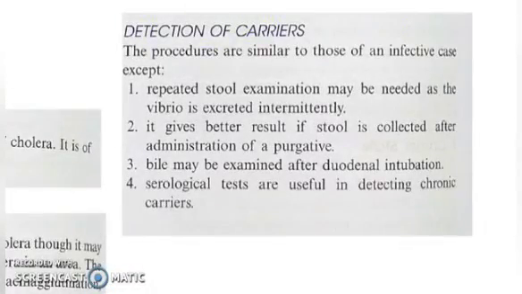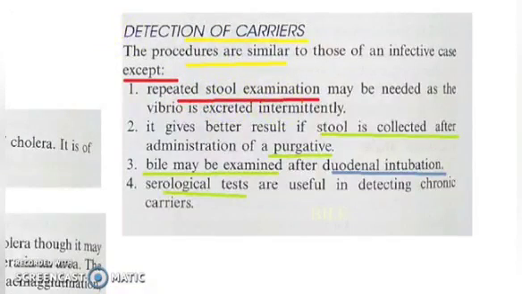Detection of carrier. If you can detect a carrier, that will be great. The procedure is similar, except that you have to do repeated stool examination, and it's better if you collect the stool after administering a purgative so that you can collect more sample. Bile can be examined, and you can do serological tests also, like agglutination tests and antibody detection. Bile is important. Remember, bile check you have to do. Okay. Then one more topic here.